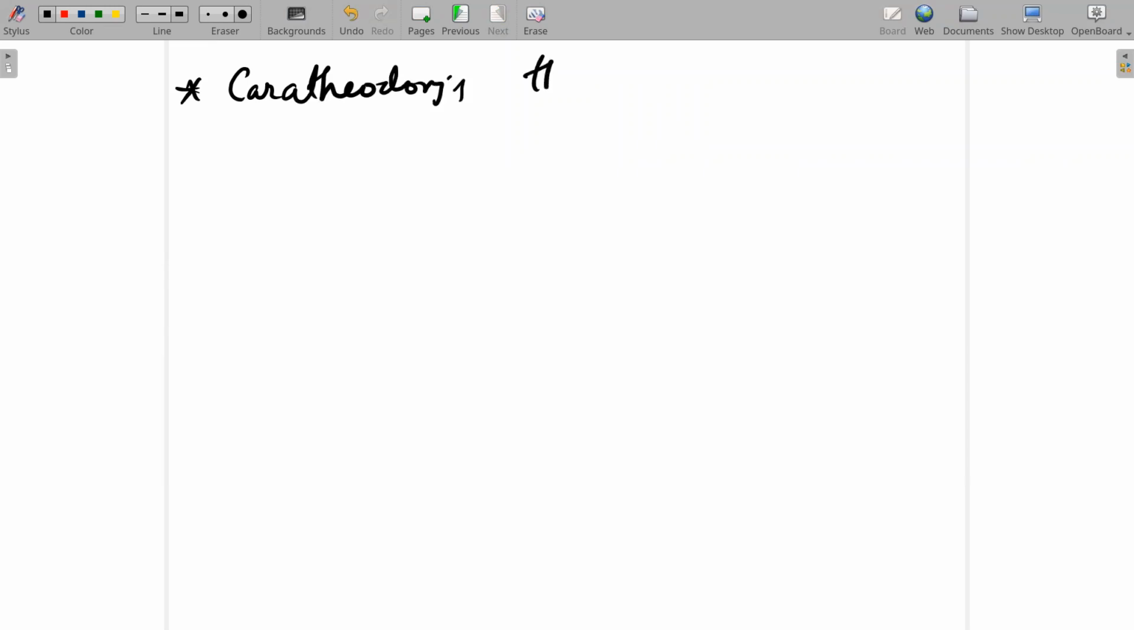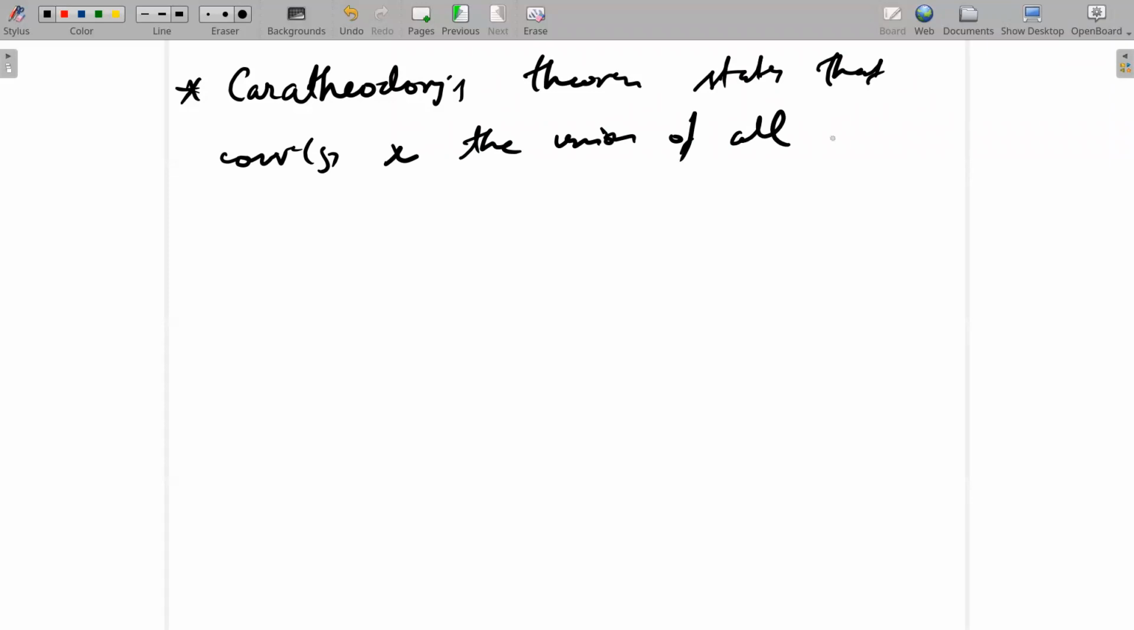So what does Carathéodory's theorem say in this respect? It states that the convex hull of S is the union of all simplices. So you can build any convex set by joining simplices with vertices in S.